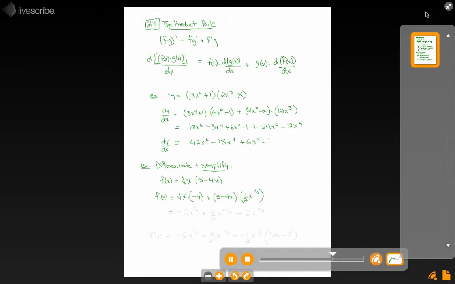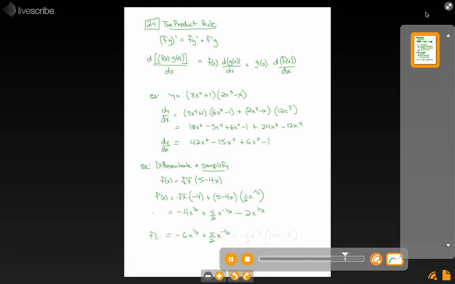since the question said simplify. I've got negative 4 root x, or negative 4x^(1/2) if you prefer, plus 5/2 x^(-1/2), and then minus 2x^(1/2). You can see why simplifying is useful here, in that we've got some like terms. So I've got negative 6x^(1/2) plus 5/2 x^(-1/2). Now, in some situations you'd be okay to stop right there.